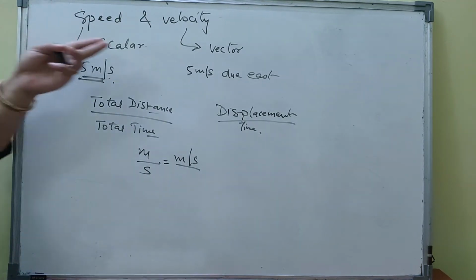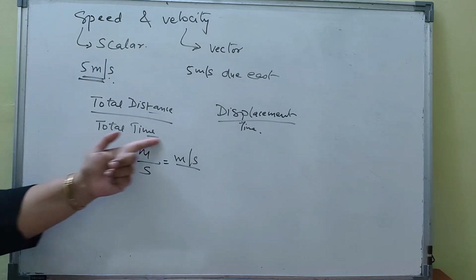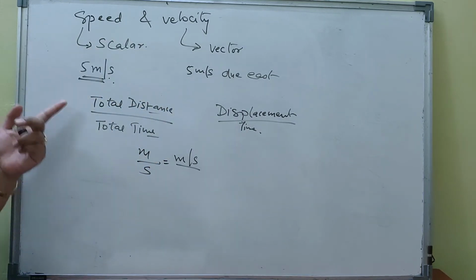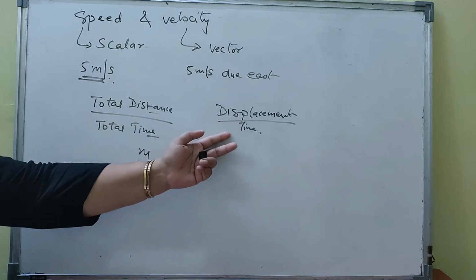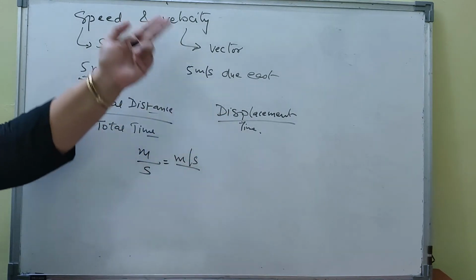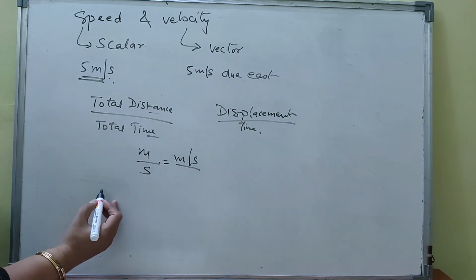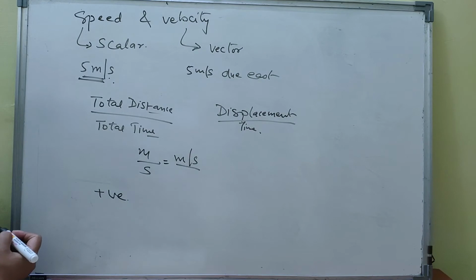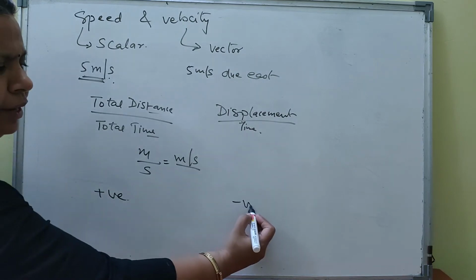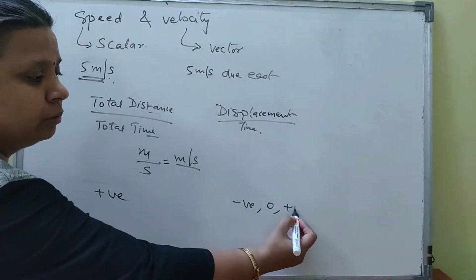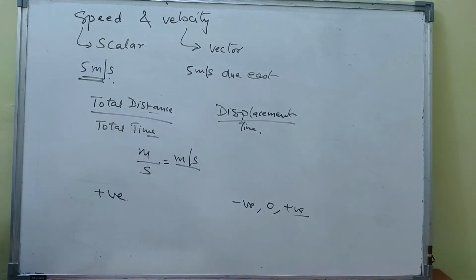So one is a scalar, the other one a vector. This is the way we can calculate the speed, and this way we have to calculate the displacement. So if the displacement is zero, velocity can be zero. Okay, the next point: speed is always positive for a moving object. Velocity can be negative, zero or positive for a moving object. Right?